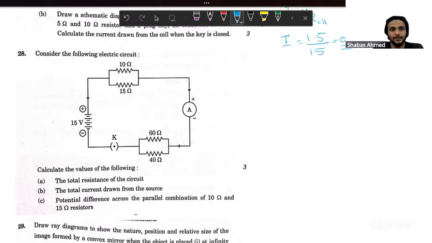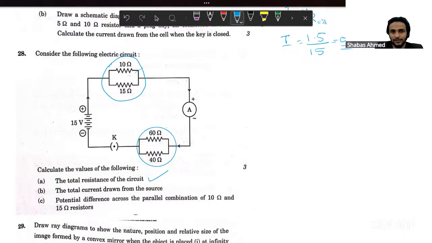Maximum at 12. The next one, consider the following circuit. Yes, you can see a circuit here. First, we have to find the total resistance in the circuit. That means here I can say these two are in parallel and these two are in parallel. So first I am going to find the effective resistance of these two.